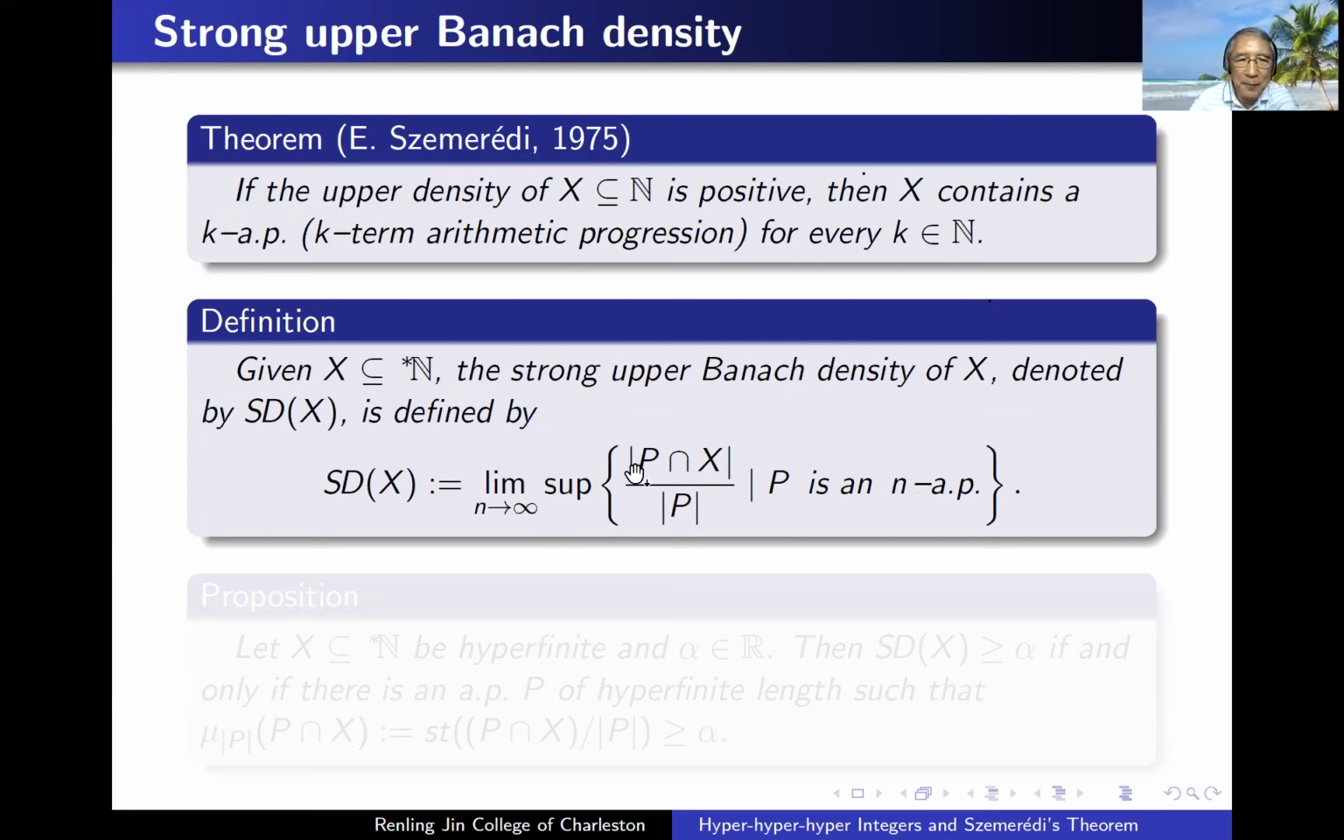Of course, if Szemeredi's theorem is true, then this strong upper Banach density of X is 1 if X has a positive density. But before we prove it, we don't know whether Szemeredi's theorem is true. Pretend we don't know.